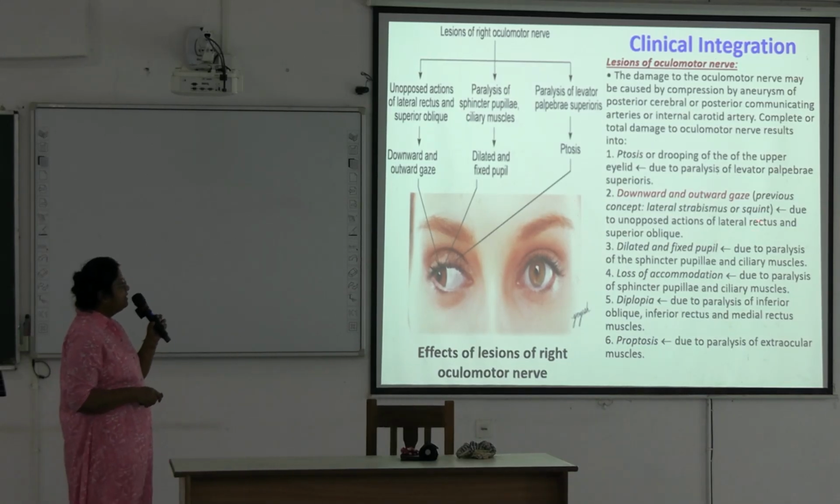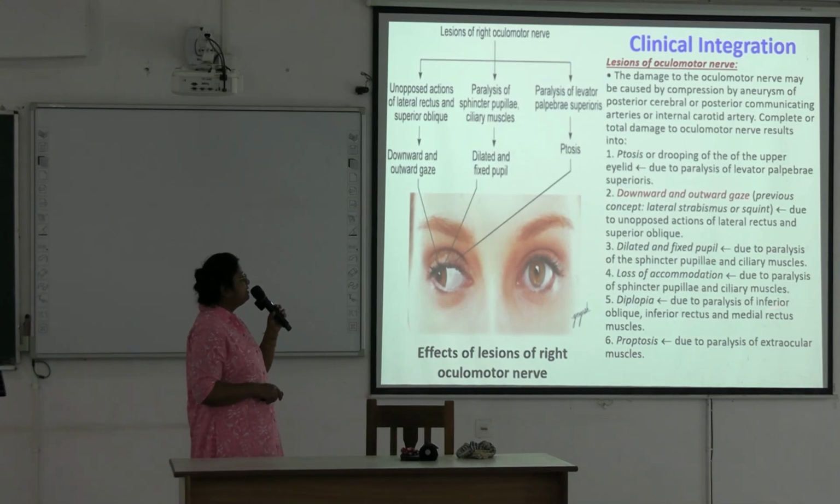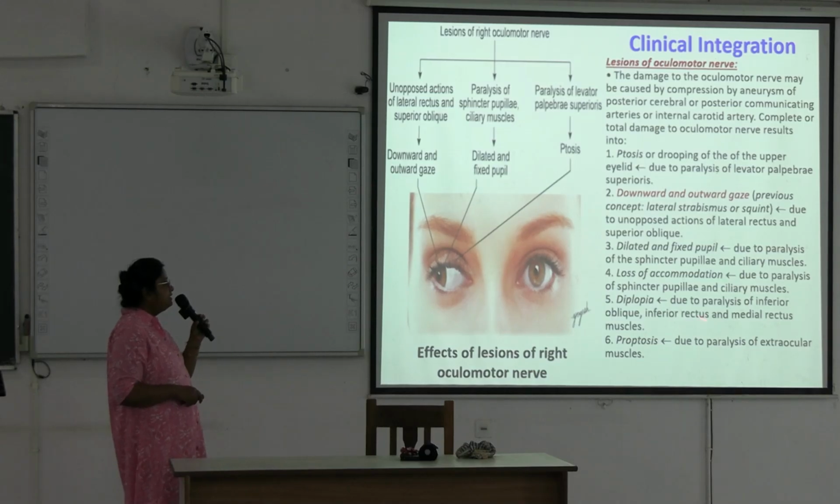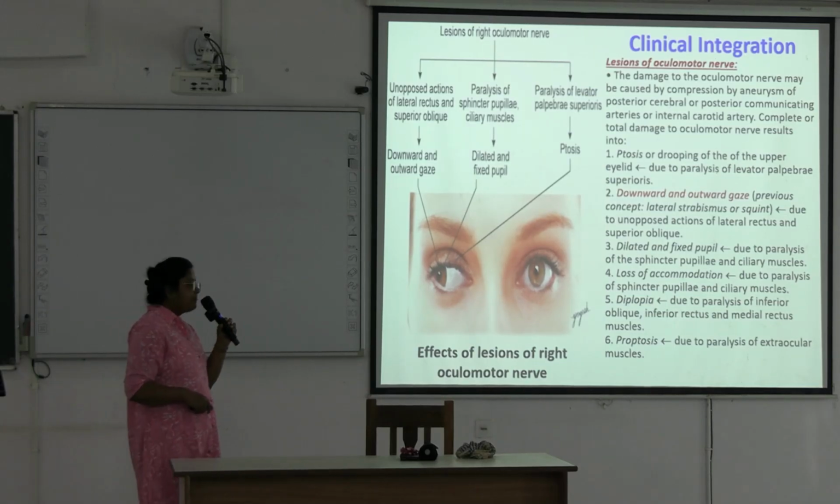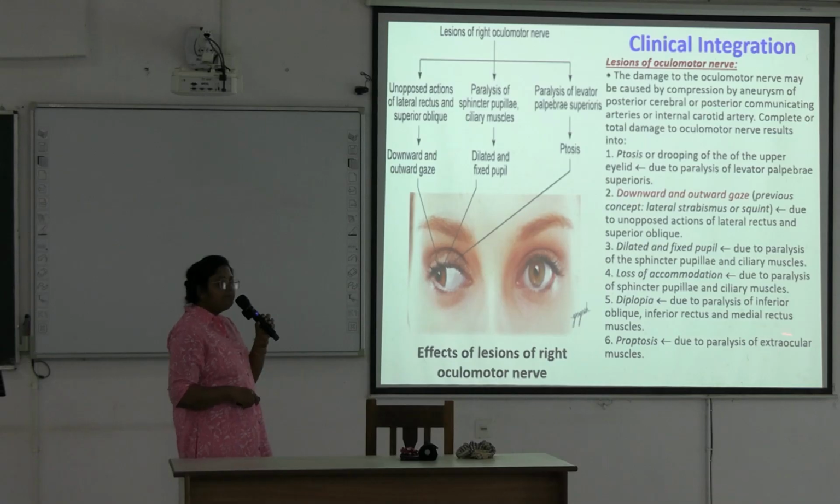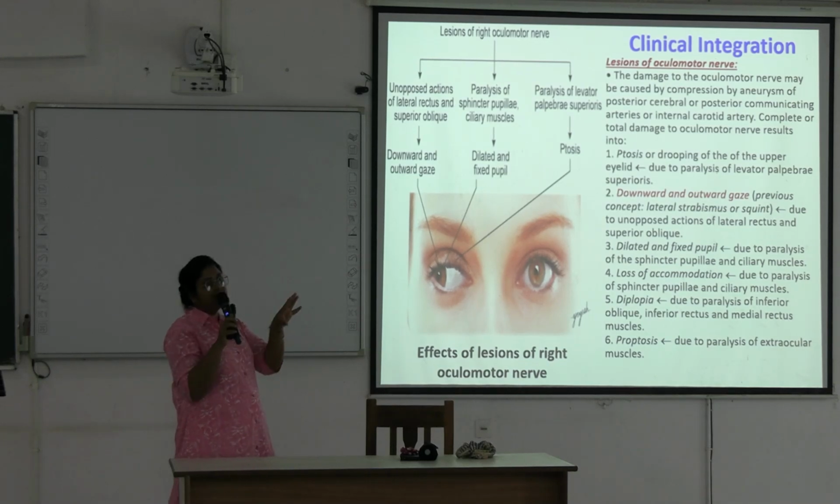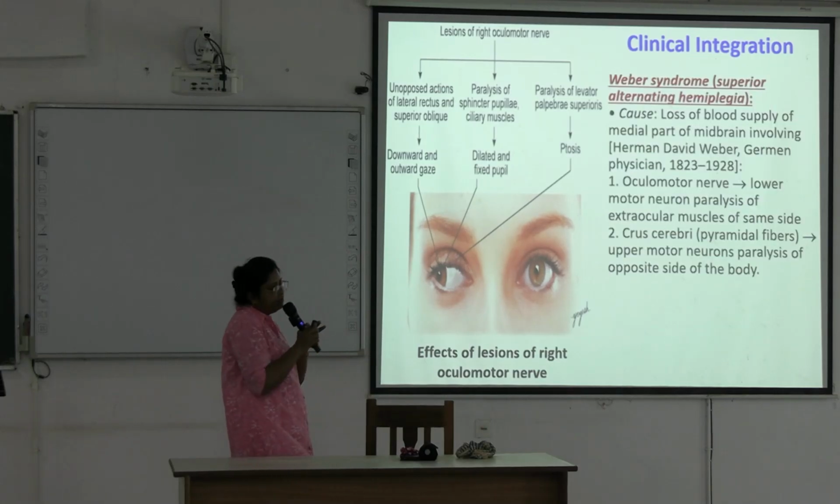There will be a dilated and fixed pupil due to paralysis of the sphincter pupillae and ciliary muscles, loss of accommodation due to paralysis of the sphincter pupillae and ciliary muscles, diplopia due to paralysis of the inferior rectus, inferior oblique, and medial rectus muscles, and proptosis due to paralysis of extraocular muscles. Okay. Most of the extraocular muscles that are paralyzed are supplied by this nerve. So that's why there will be proptosis. Proptosis means the eyeball will be projecting outward. Okay. Next. So all these symptoms are important.